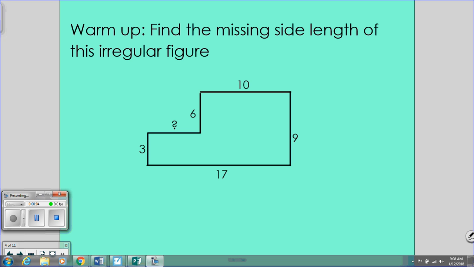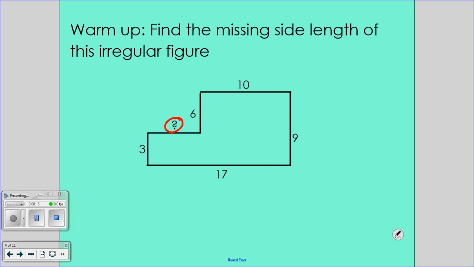So today we're working on how can I find a missing dimension on a crazy shape, on an irregular shape. We have all our dimensions except for this one. How are we going to figure out that shape? Georgiana just said, well, it kind of looks like 6, so could it be 6? And again, I did not measure.